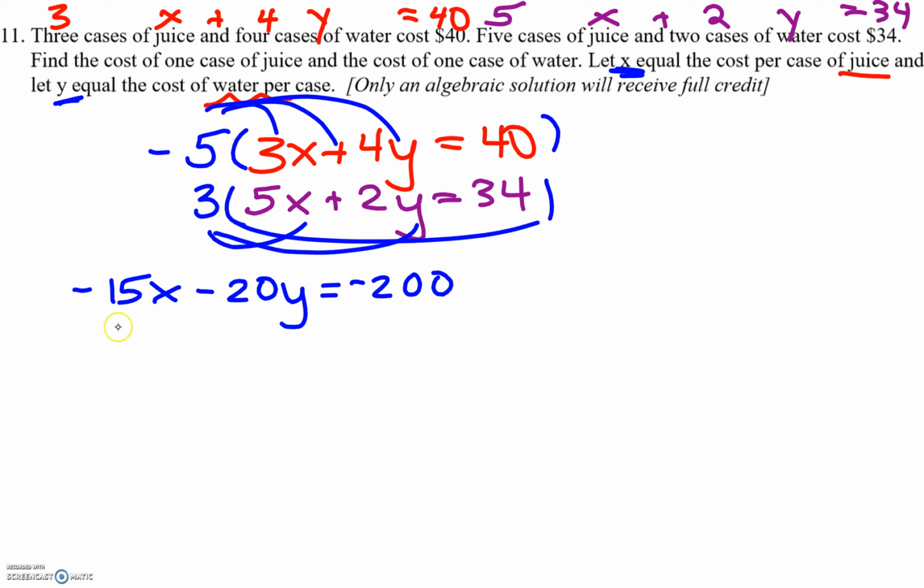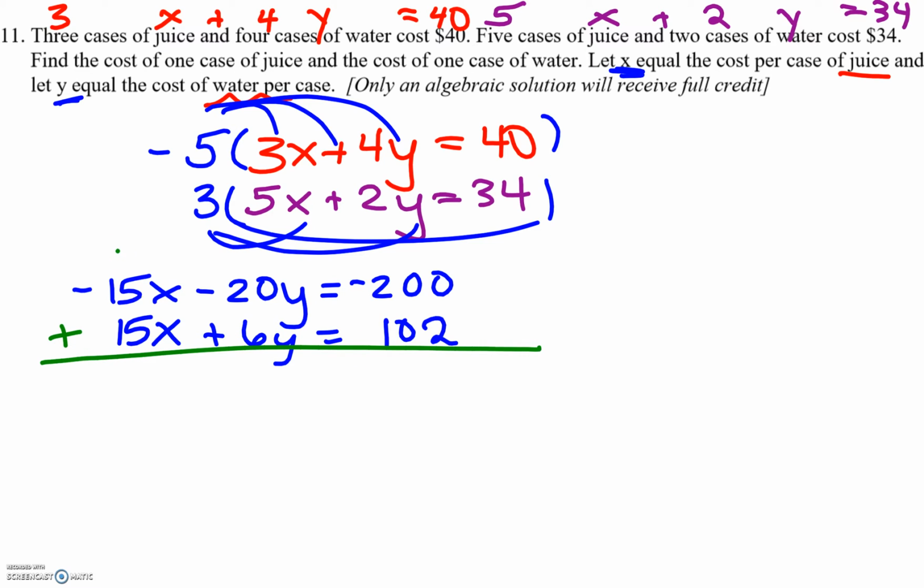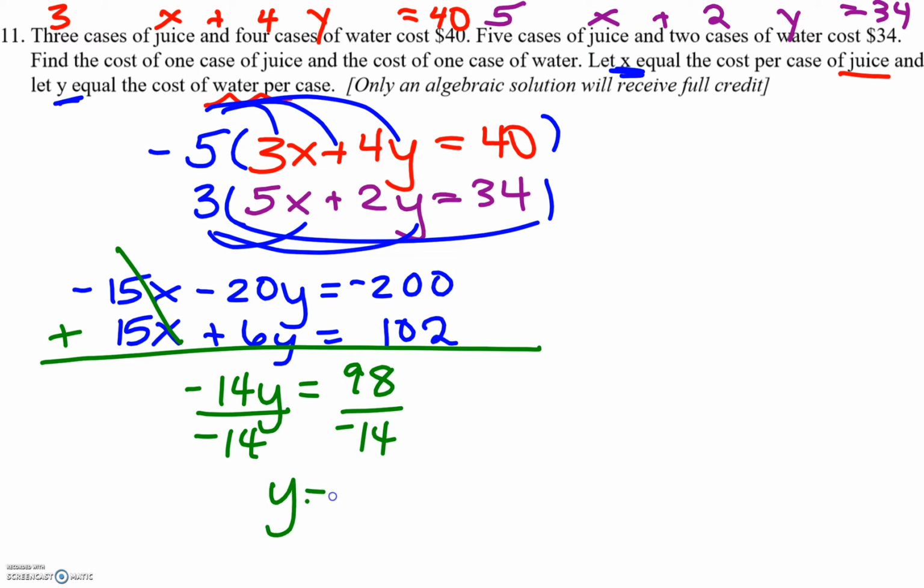So, negative 15x minus 20y equals negative 200. Then 3 times 5x, 15x. 3 times 2y is 6y. And then 3 times 34 is 102. Once I have those two equations, I'm going to add them together. Negative 20 plus 6 is negative 14y. And when I take negative 200 and add it to 102, I get negative 98. And I'm dividing by negative 14. And then we get y equals 7.